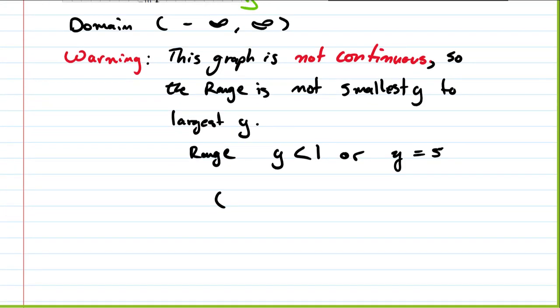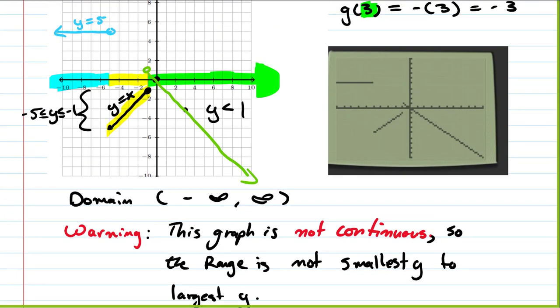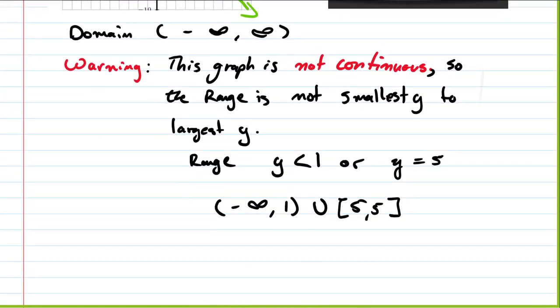So in terms of an interval, that would be from negative infinity to 1, or the interval from 5 to 5. But we have to include 5, so not rounded, but square brackets. And that would be the range of our function. So in this case, it was the or of all three of these, or the union of all three of those sets.